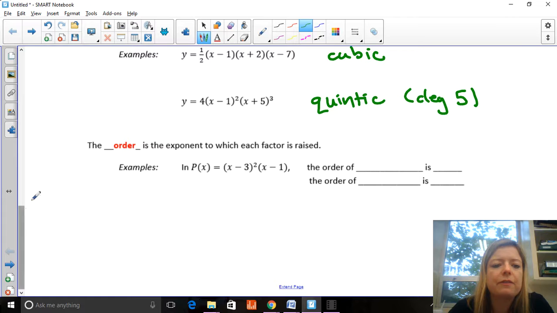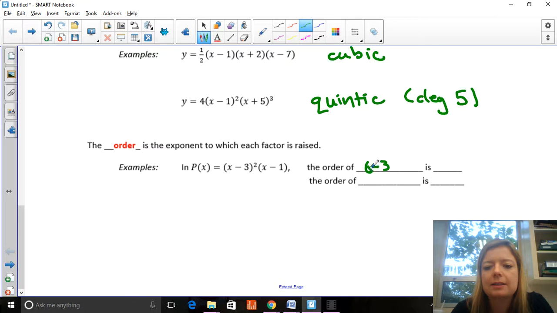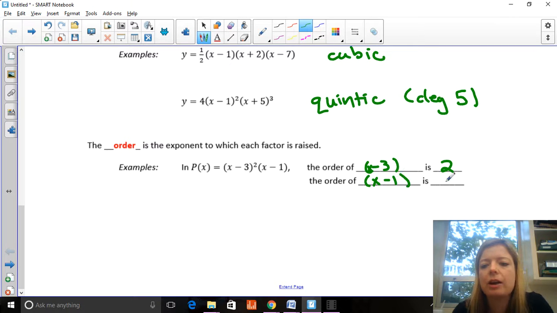So here's a new definition, the order. The order is the exponent to which each factor is raised. So x minus 3 is a factor, and its order is 2. x minus 1 as a factor has an order of 1. So if you're looking for the degree of the whole function, you just add up the orders if it's in factored form. The order is just looking at each factor individually.